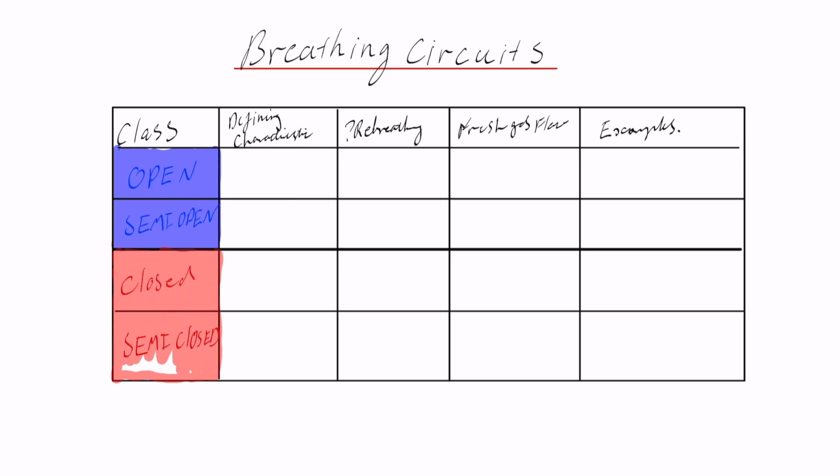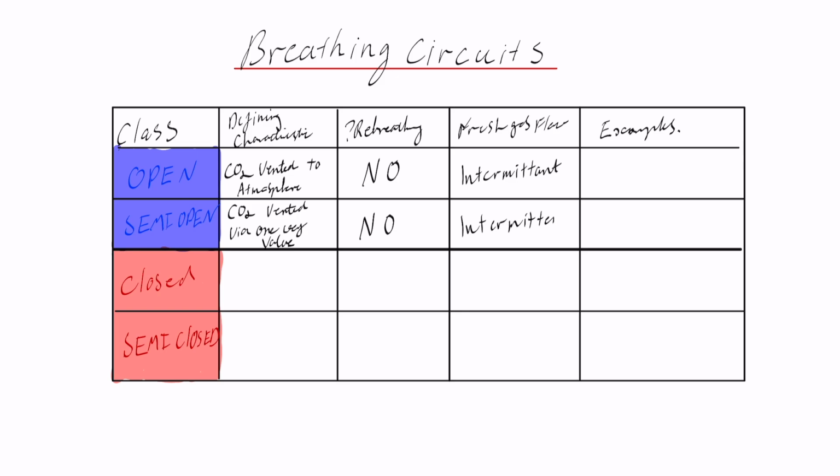For defining characteristics, you can say for open that CO2 is vented to atmosphere, while semi-open CO2 is vented via a one-way valve. When you ask the question, does the patient rebreathe their expired gas? When it's an open or semi-open system, the answer is no, they shouldn't be rebreathing their own gas. And then fresh gas flow for each. For open systems and for semi-open, it's intermittent.